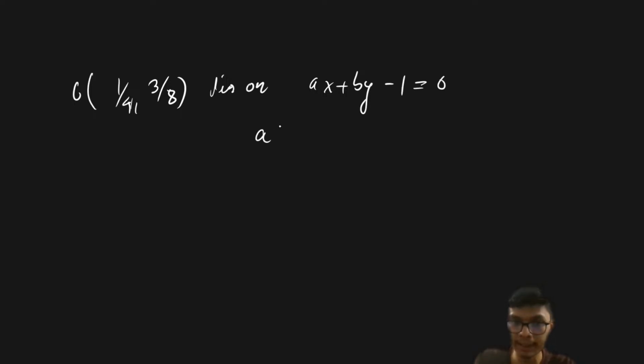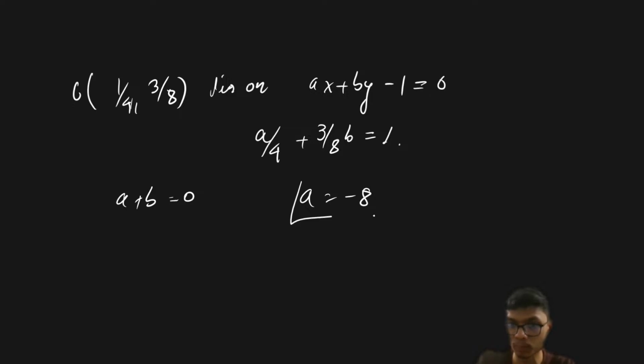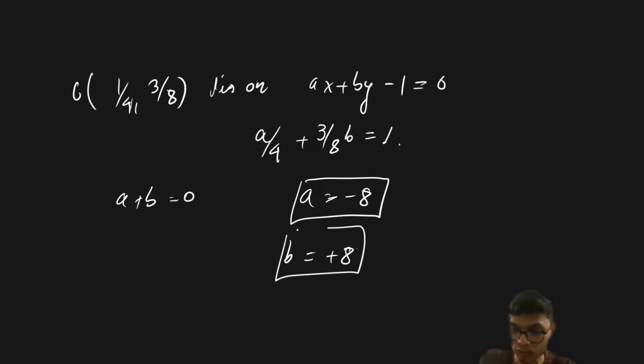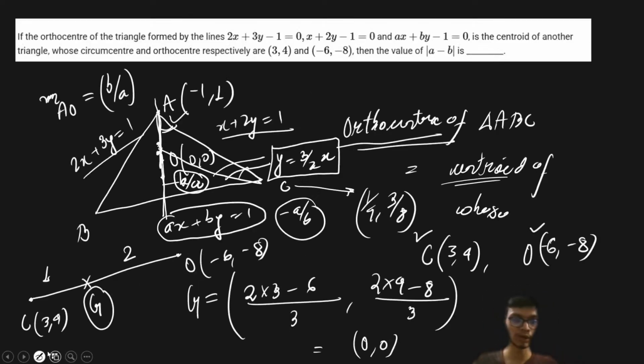So from here, you'll get a by 4 plus 3 by 8 times b equal to 1, right? And also you have the relation a plus b equal to 0. From this part, you'll get the value of a as equal to minus 8, and the value of b as equal to plus 8. So from this part, you can simply find a minus b, mod of 8, is going to be equal to 16. So the numerical value for this problem is simply 16. I hope this part is clear to all of you.